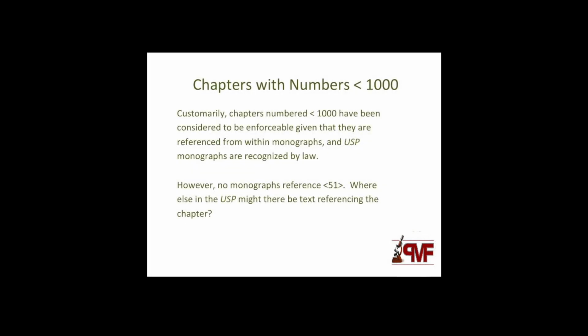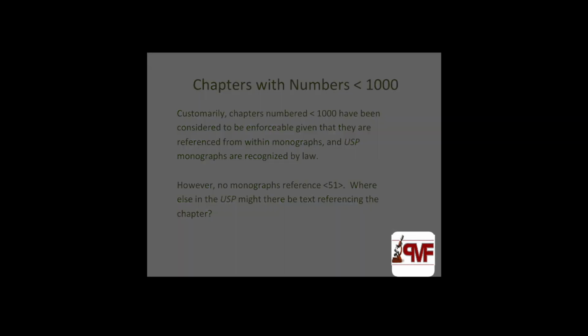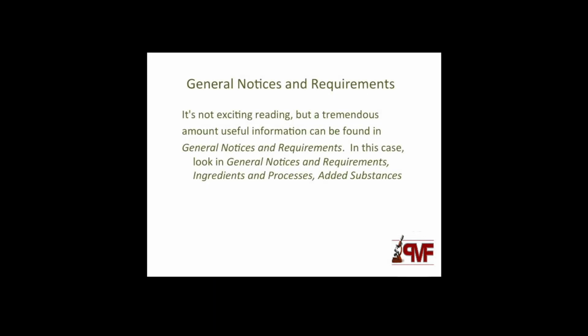Chapter 51, of course, has a number below 1,000, which means, according to the USP, that it is an enforceable chapter. Enforceable chapters are made so because they are referenced from within USP monographs. So, if there are no USP monograph references to this chapter, where else can I find in USP something that would make this chapter enforceable? Many USP scientific liaisons are introduced to general notices and requirements by their supervisors. It is almost considered to be a rite of passage, but it really does contain a lot of useful information.